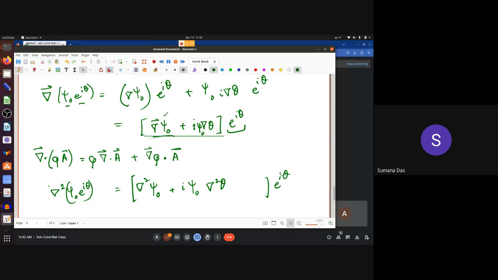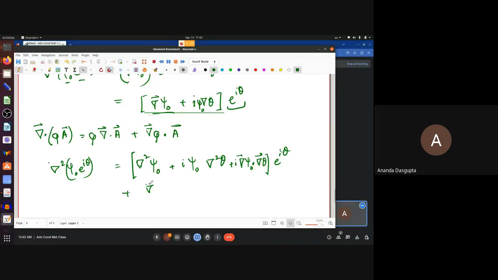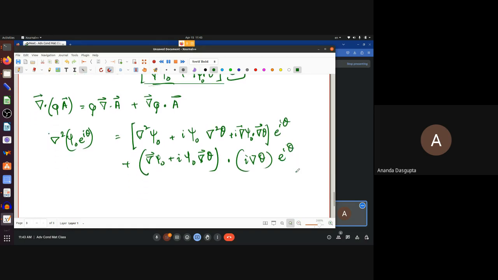Grad psi 0, i, dot grad psi 0, exactly. Dot grad theta. Because here also we use the same rule: psi scalar times grad theta, psi 0 times divergence of this, psi 0 times grad theta. But now, in addition to this, you of course have this term, grad psi 0 as i psi 0 grad theta, dotted with the gradient of e to the i theta, which is i grad theta e to the i theta. So take the e to the i theta common out of the whole thing.